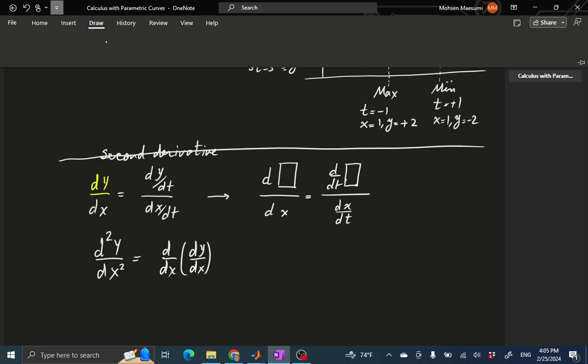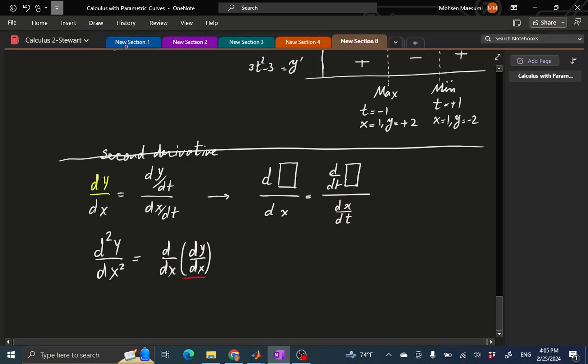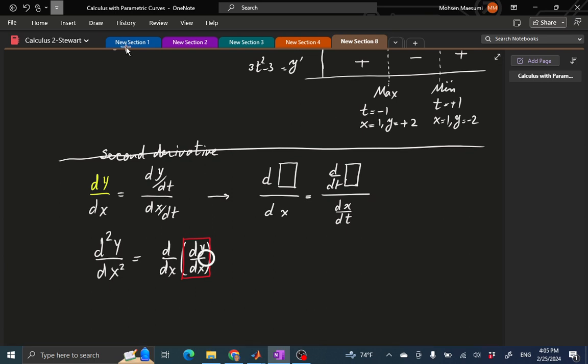Now for a second, I ask you to put this thing in that box. Don't mind what is in it. That box is that box. Don't get sidetracked by what is in it. The derivative with respect to x of that box is the derivative with respect to t of that box divided by dx/dt. So let's write that.